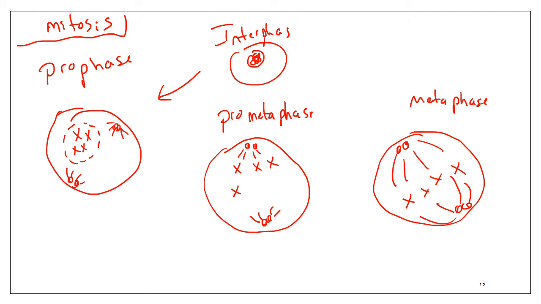But these things line up in the middle. This is called the metaphase plate. Right? And in this case, think about the word middle for meta, because they're lining up in the middle. And these spindle fibers have grown, and what they're going to do is attach to the center of the X.